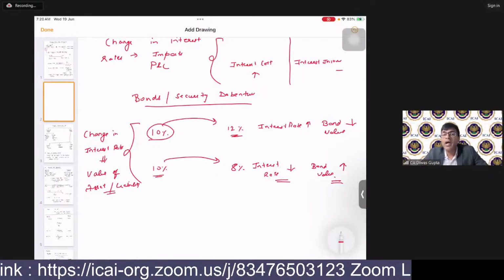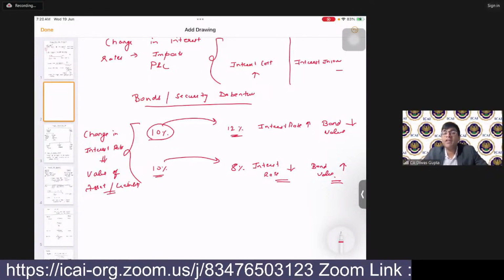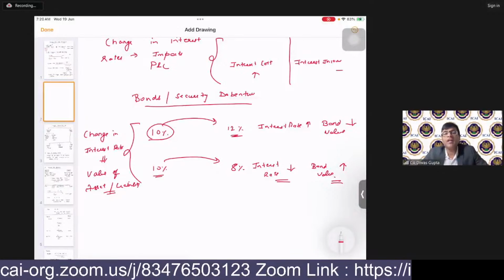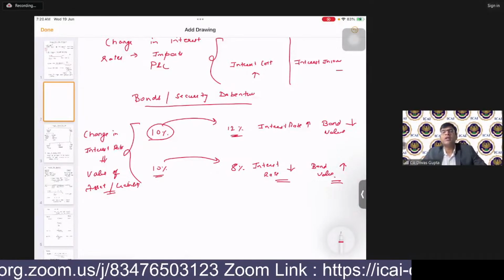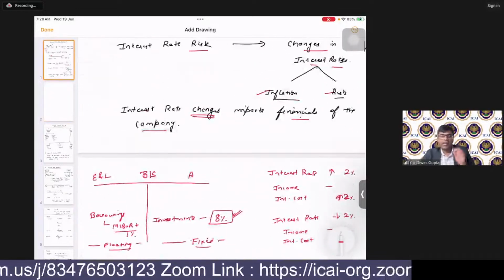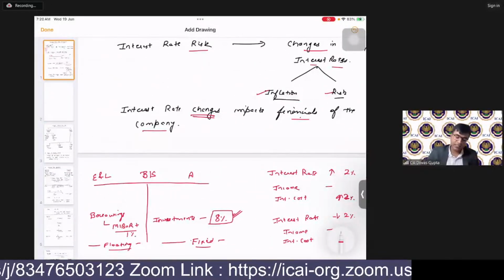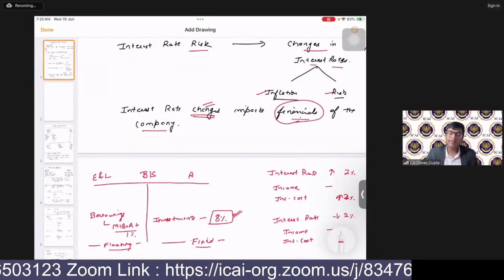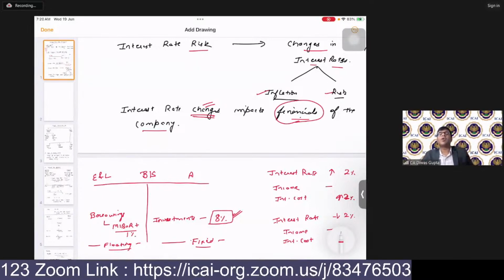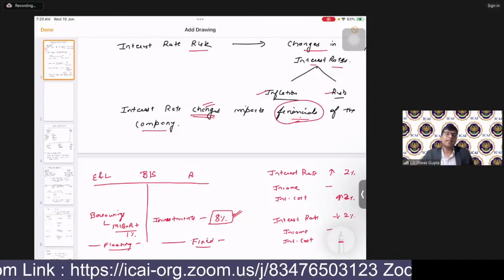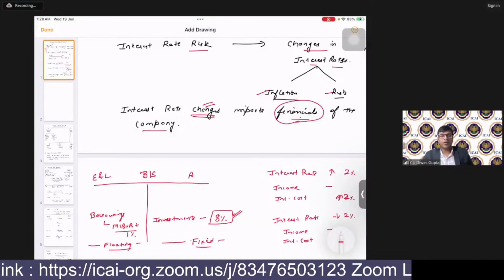Now think if you have invested in a bond or if you have issued your bond. So both your assets and liabilities value will undergo a change, right? And hence, now can we say that any interest rate changes impacts the financials of the company? Yes, it will impact your P&L. It will also impact your balance sheet.